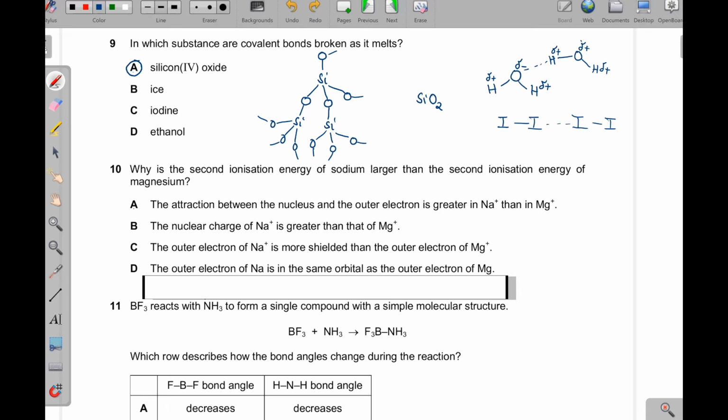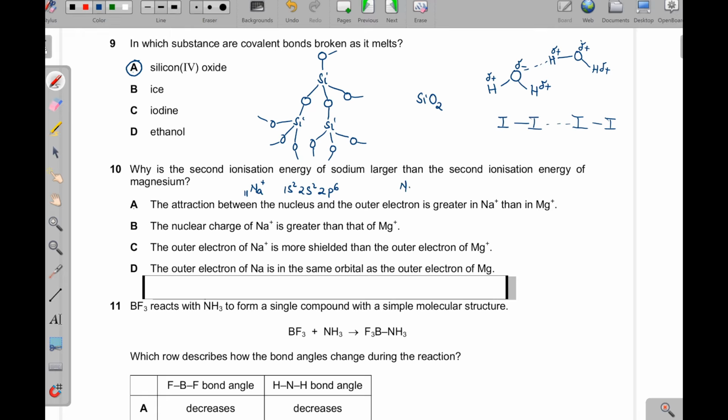And then question 10, why is the second ionization energy of sodium larger than the second ionization energy of magnesium? Now, let us look at sodium. Sodium has how many protons? 11. So that is 1s2, 2s2, 2p6, then 3s1. They are saying second ionization energy, so I'm going to use sodium plus. It has lost one electron in its outermost shell, so I'll put off that.